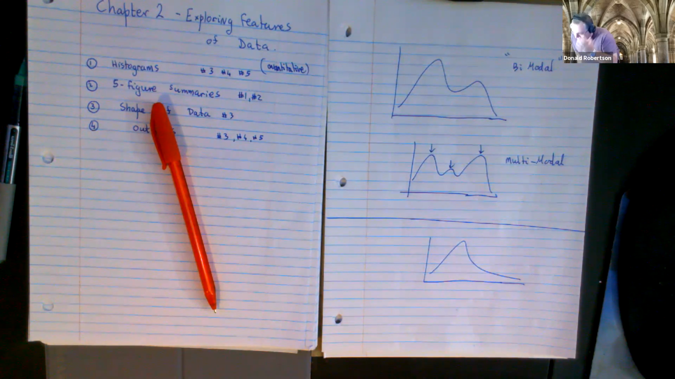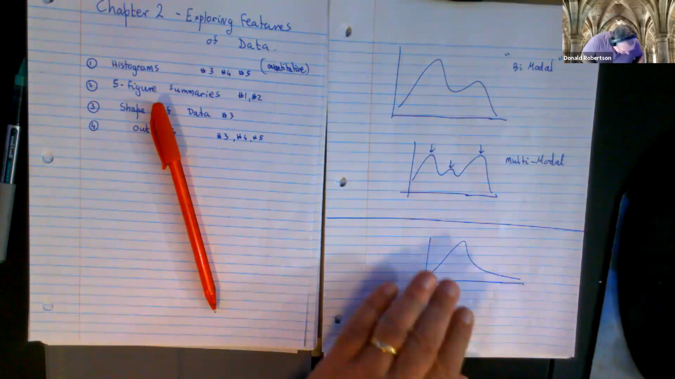Skewed to the right. One hill. I don't even normally bother to tell you it's unimodal. If I said it's skewed to the right, you're going to assume that it's unimodal because we all do. So far, so good.